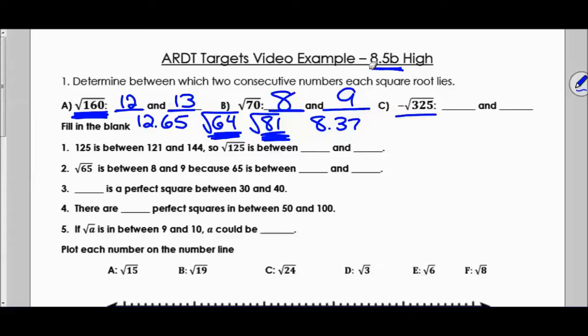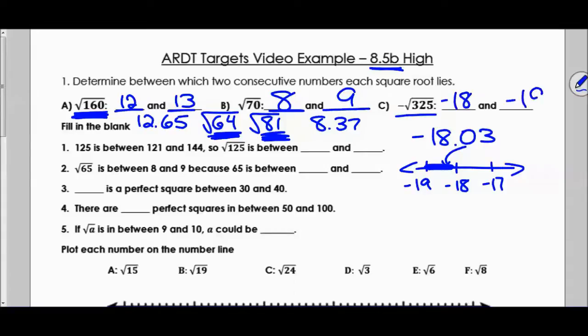When we're dealing with a negative, the only thing we want to be careful of is thinking about it on a number line. So let's just do this one with the square root of 325. That's negative 18.03. Right, so negative 18.03 is right about there, a little bit closer to negative 18, but it's important that you see that that's in between those two numbers, negative 18 and negative 19.